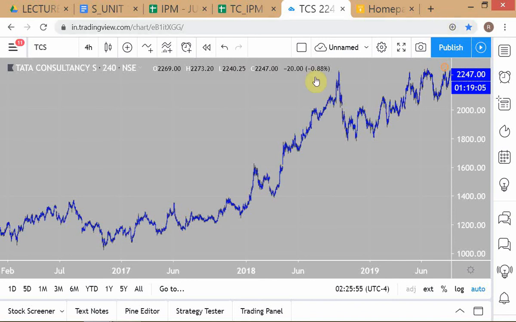That's clear. So this is the logic of a breakout trading system. A breakout trading system looks at this kind of a range. You can see this is the contracting range.